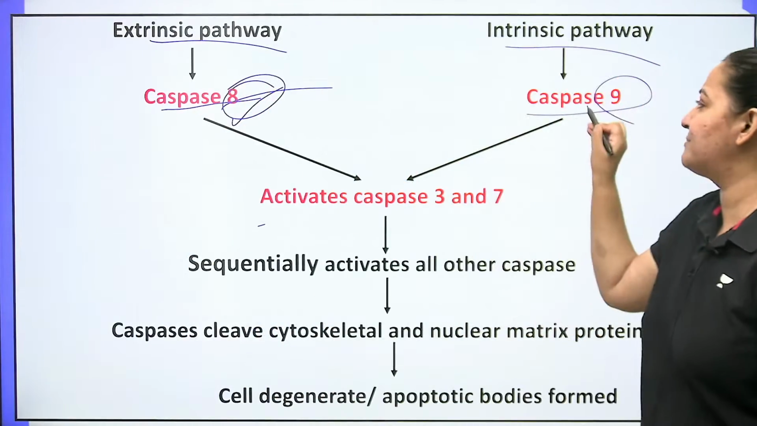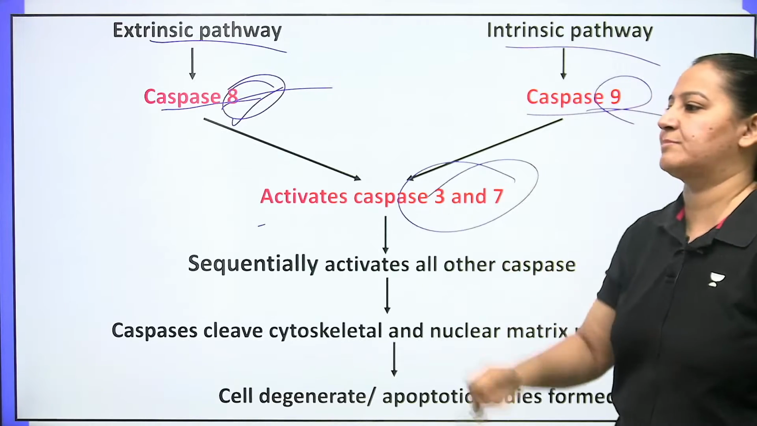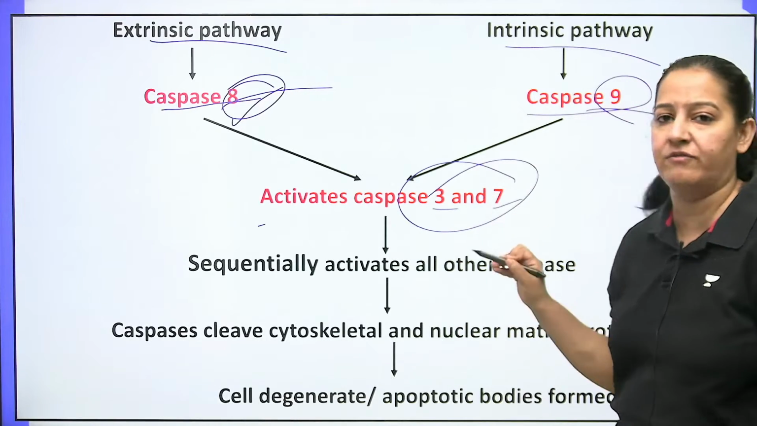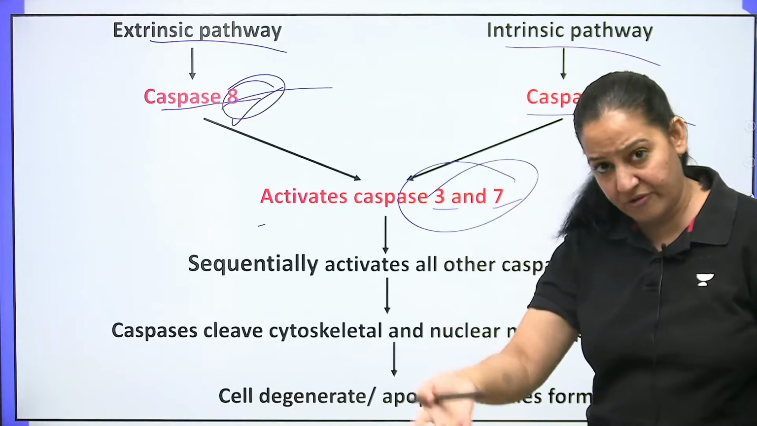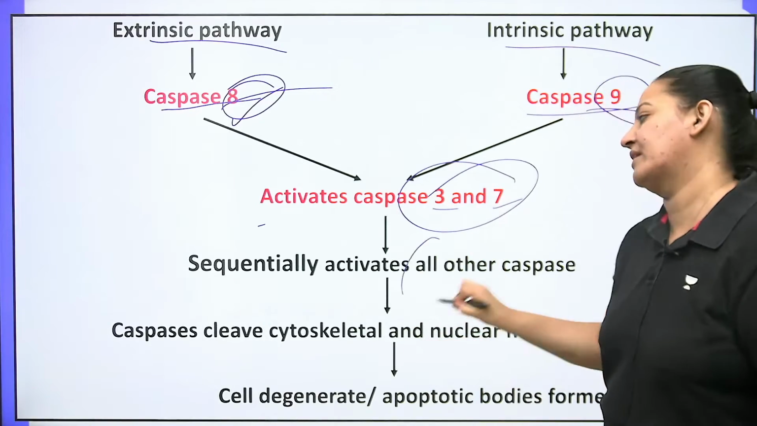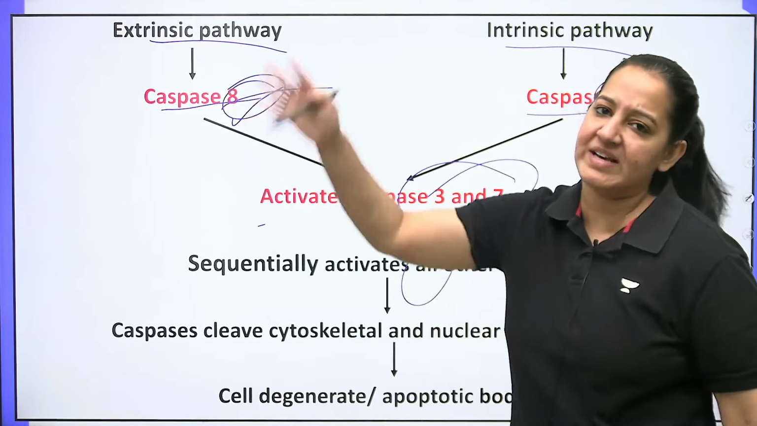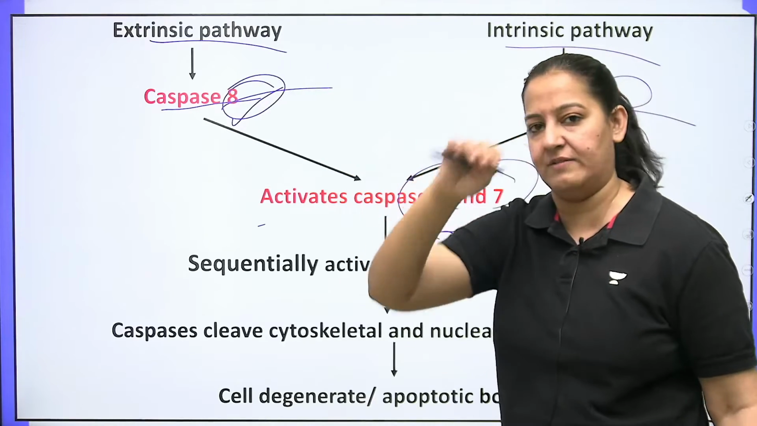Now it is the convergence of both. So the caspase 8 here and caspase 9 here activate another two caspases. The other two caspases are caspase 3 and 7. So caspase 3 and 7 come next in the role, and they activate all other caspases. So ultimately all the caspases, 1, 2, 3, 4, 5, 6, 7, 8, 9, 10, however many there are, all get activated.